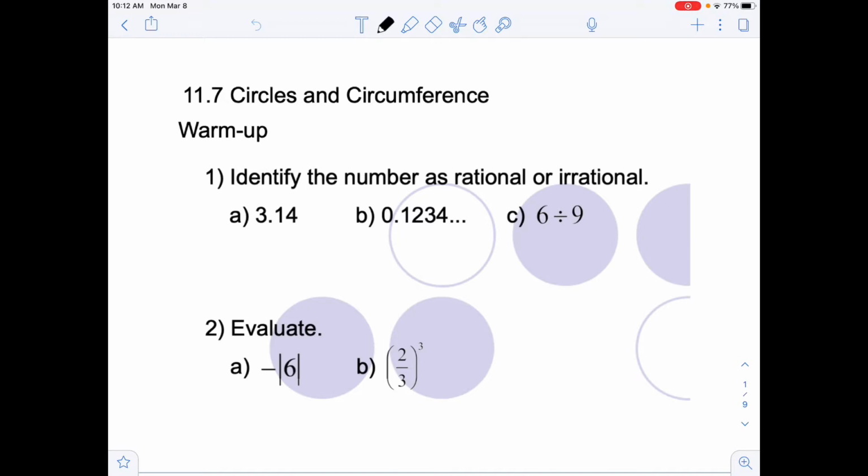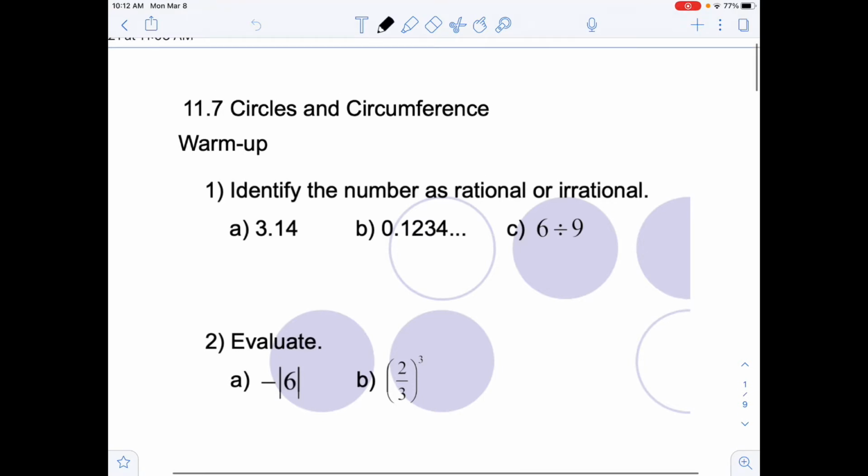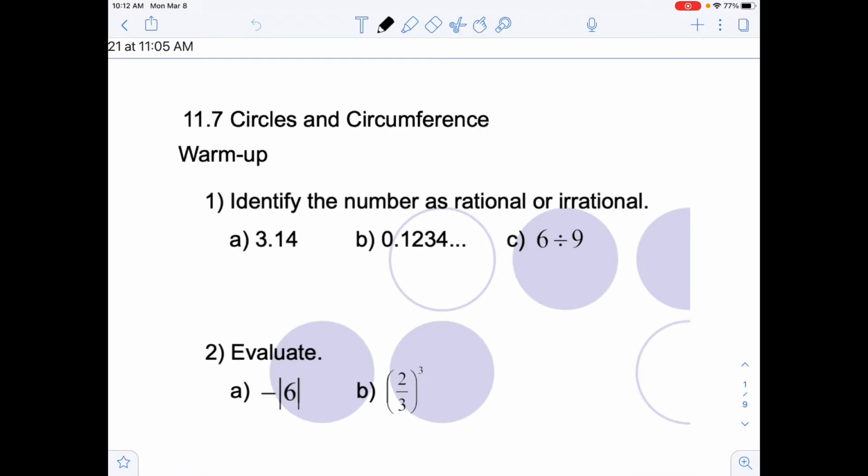Number 1 says identify the number as rational or irrational. Remember, rational is anything that can be written as a fraction. So a decimal that ends or a decimal that repeats is rational. Irrational is decimals that go on forever. They don't end, they don't repeat. So letter A, 3.14, that decimal ends, which means it can be written as a fraction. So this is rational.